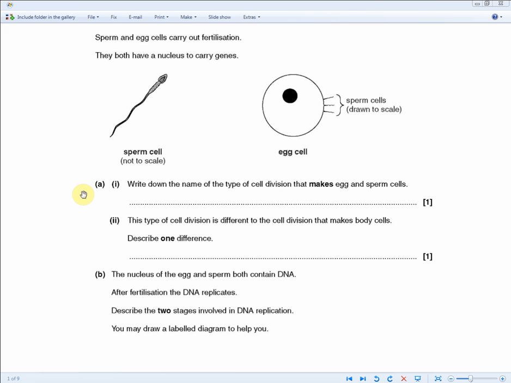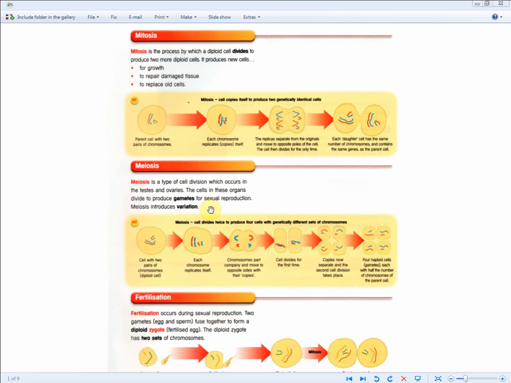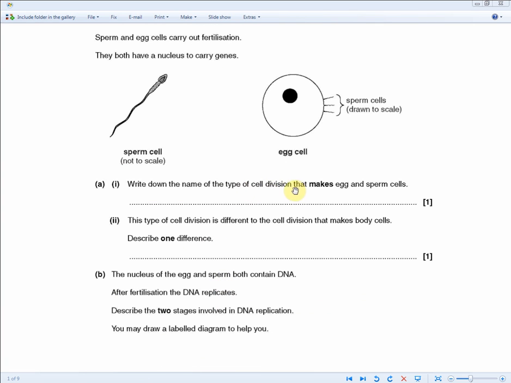So write down the name of the type of cell division that makes egg and sperm cells. So for 1 mark, they're basically asking you to recall this section here, because they're not asking for the direct difference between mitosis and meiosis. They're asking for what type of cell division is involved with sexual reproduction, and we know, of course, that's meiosis, because it produces gametes for sexual reproduction and introduces variation. So the type of cell division that makes egg and sperm cells, of course, is meiosis.